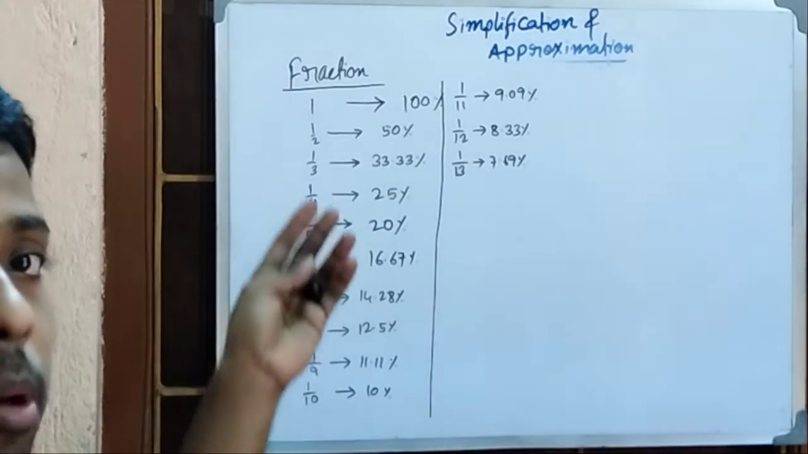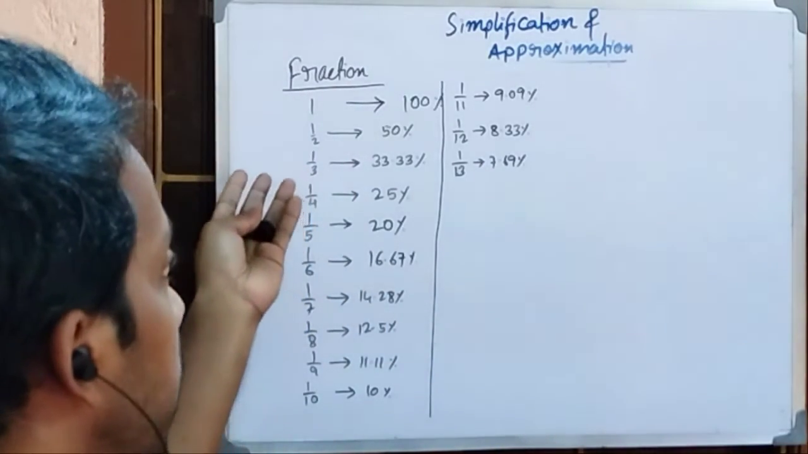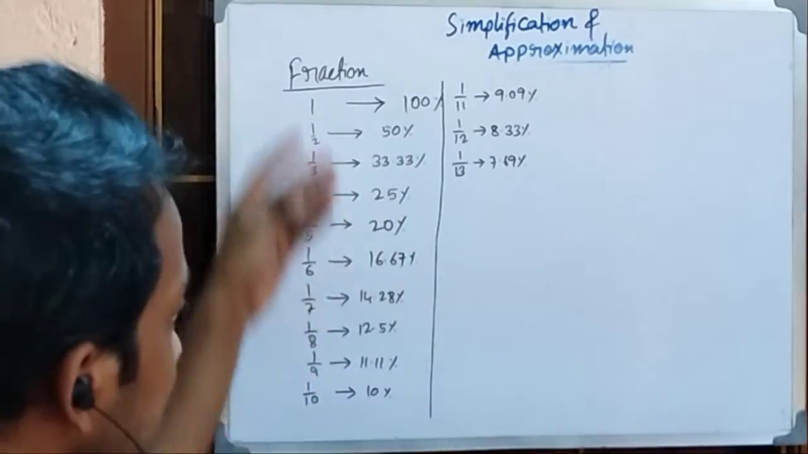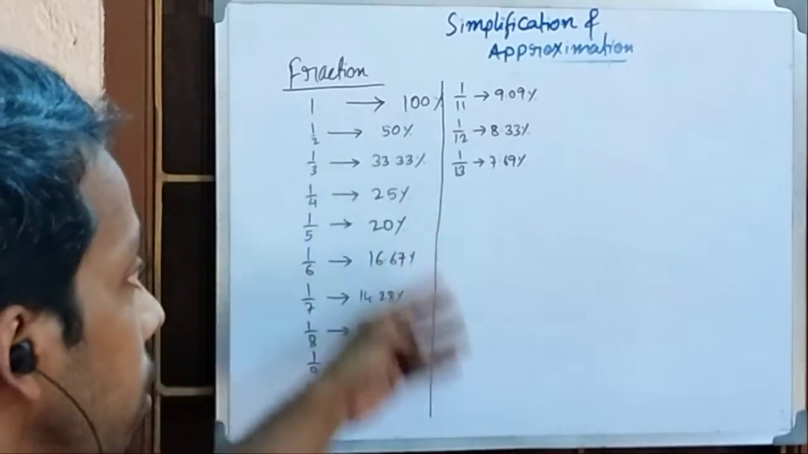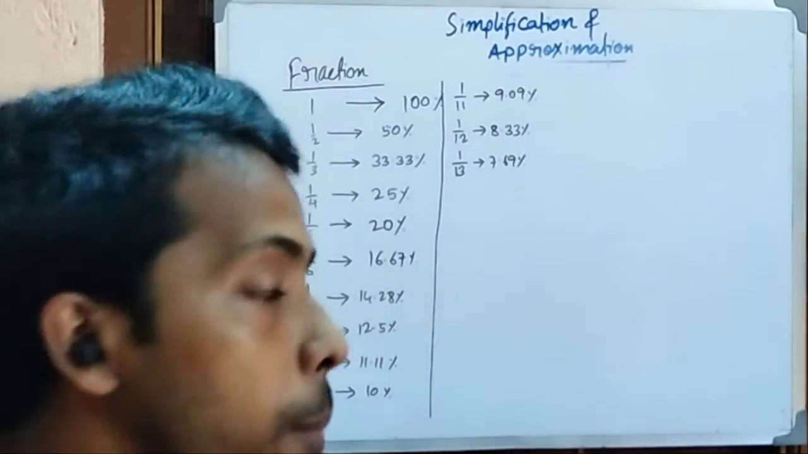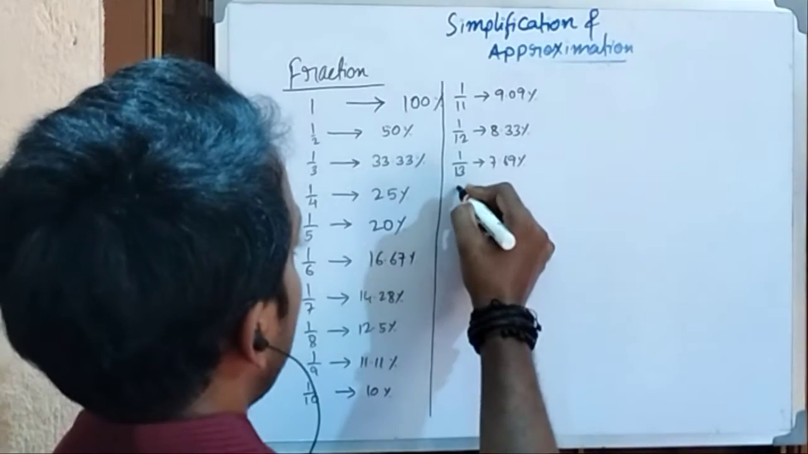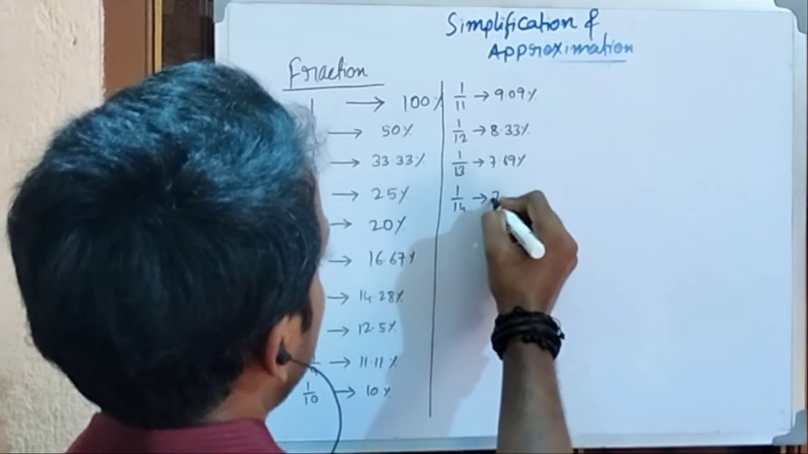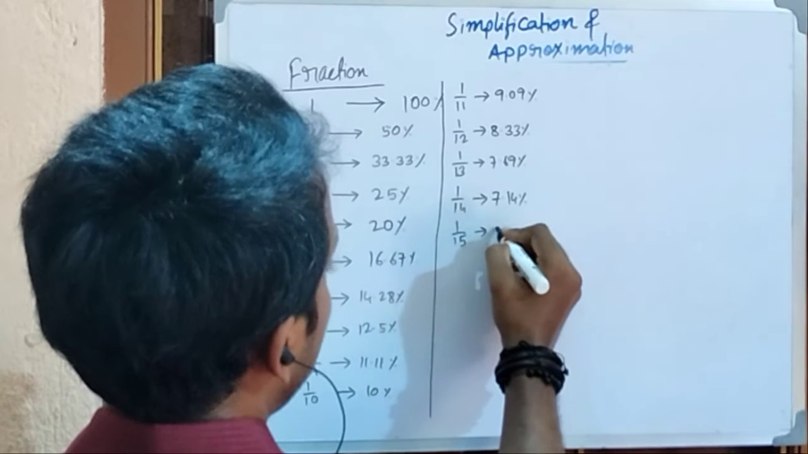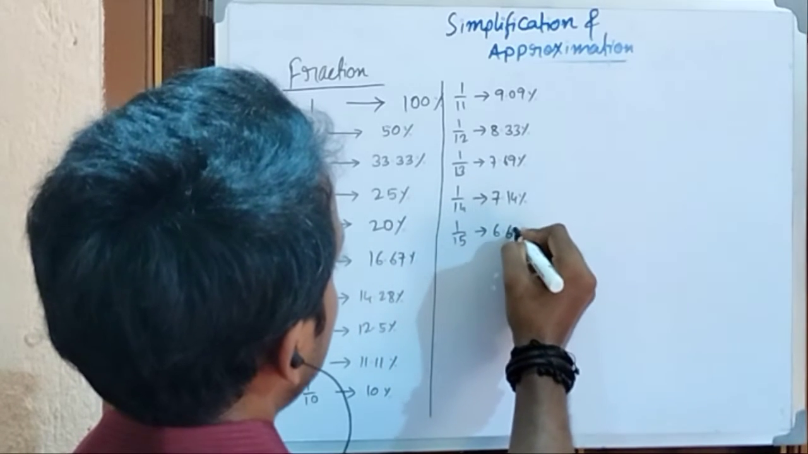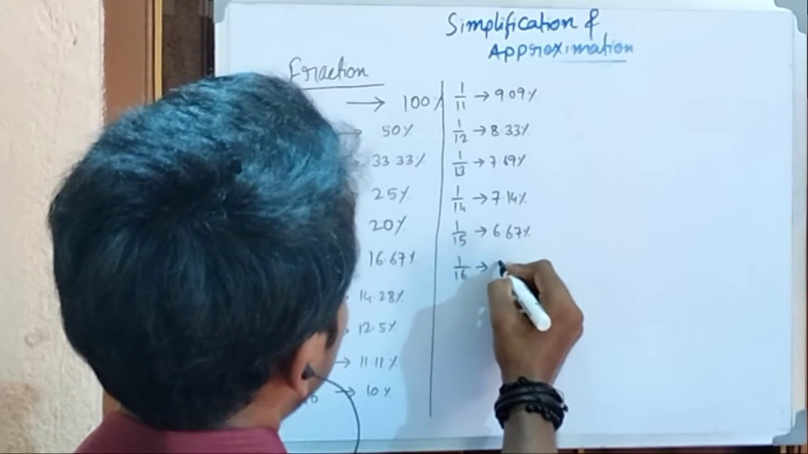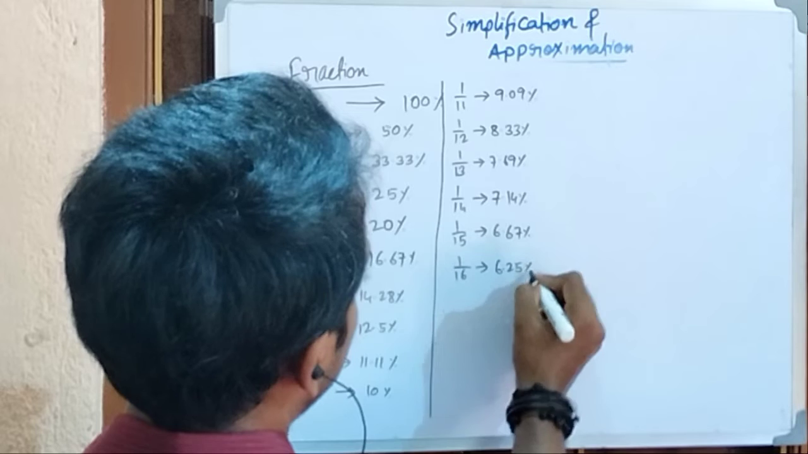Earlier I told you to remember the squares and cubes of numbers, up to 20 and 30, right? So similar is the case here also. You have to remember the fractional values of all these percentage terms to solve the simplification questions in a better manner. Okay. 1 by 14, the next one, is 7.14%. 1 by 15 comes up as 6.67%. 1 by 16 comes up as 6.25%.